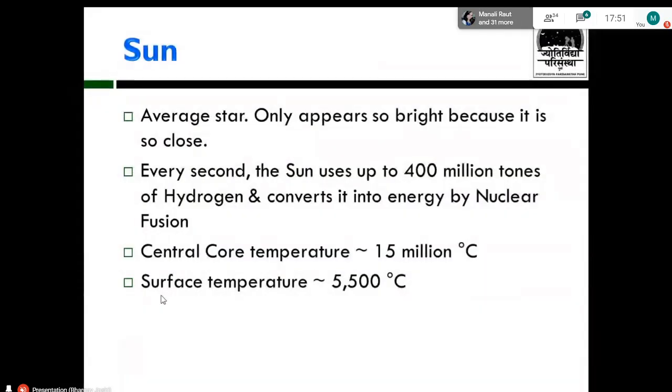Now, even though the sun is so huge, the sun is so bright, even then the sun is just an average star and it appears bright because it is so close to us. There are stars which are bigger than the sun in size, in volume, by mass. Some stars are so huge that you can fit 500 suns inside those stars. So now you can imagine such a huge star.